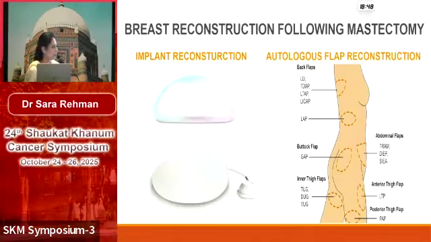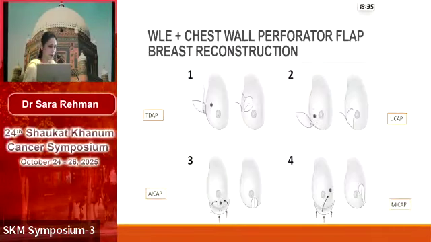This can be achieved either with implant or expander-based reconstruction, or by utilizing the patient's own body tissues in the case of flap reconstruction. Or it can be a combination of both implant and expander-based reconstruction. These days, wide local excision or quadrantectomies are often combined with a chest wall perforator flap, such as the thoracodorsal artery perforator flap, or lateral, anterior, and medial intercostal artery perforator flaps, depending on the location of the tumor, in order to improve the cosmetic outcome.